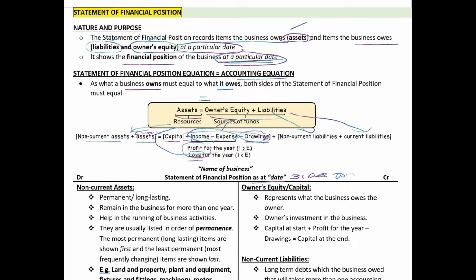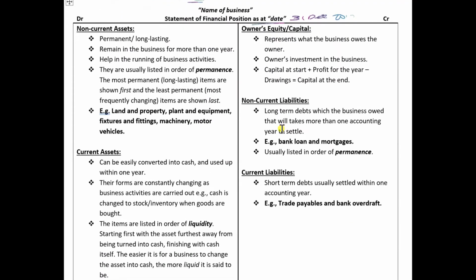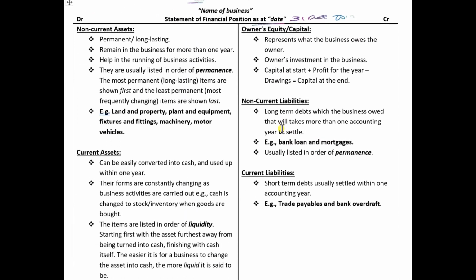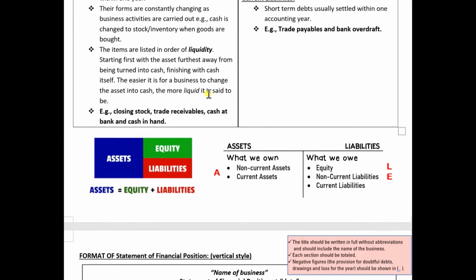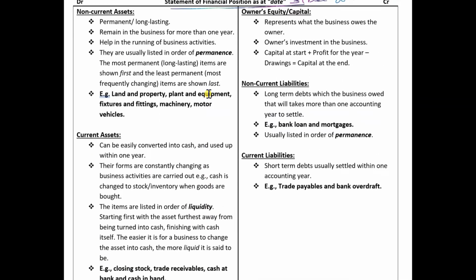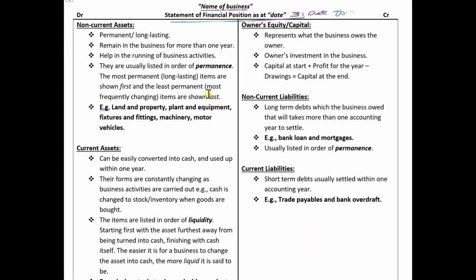So let's take a look at the content of the statement of financial position. So you see, this is the content. First of all, you have to write the name of the business here and the statement of financial position at the date. Okay, so now let's go through the theory first. This is the horizontal format of the statement of financial position. Okay, but let's take a look at the content.